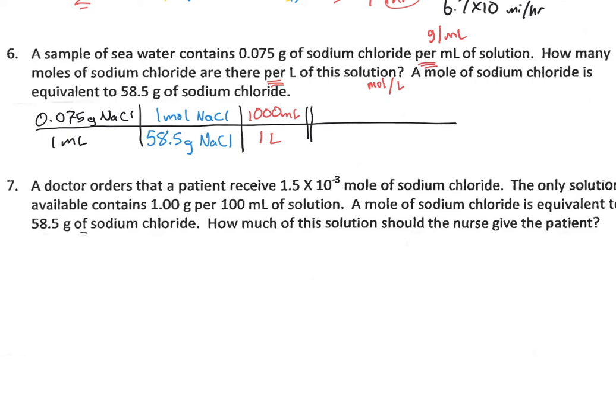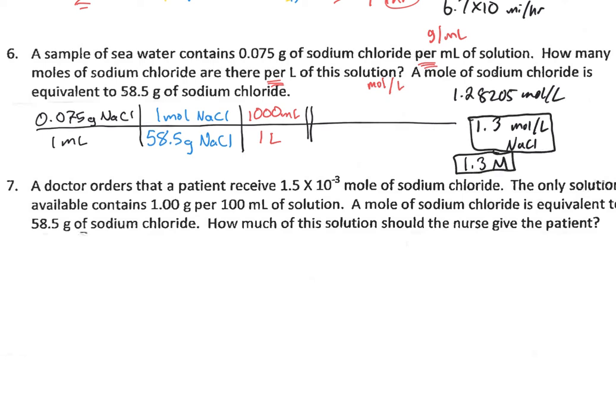Okay, now we can calculate. That's it. Final answer in the calculator, 1.28205 moles per liter. And with sig figs, we're going to go 2 and round to 1.3 moles per liter of NaCl. True story, moles per liter is called molarity, and we could actually write it as 1.3 capital M. But we will learn that in Unit 12, long ways away from here.